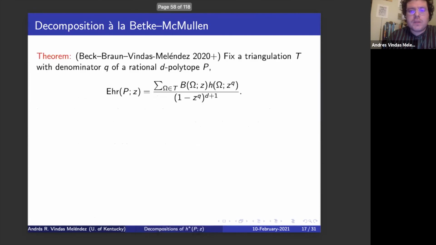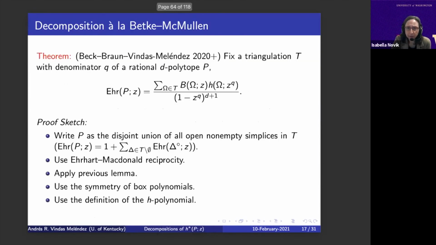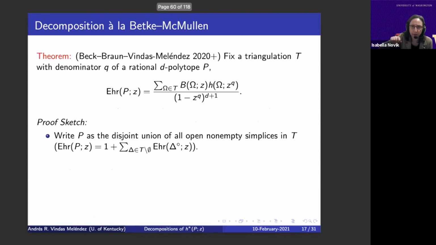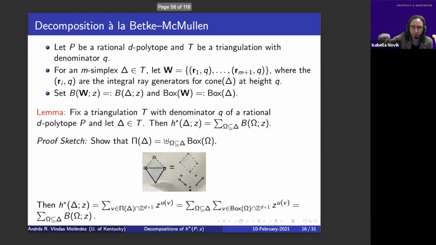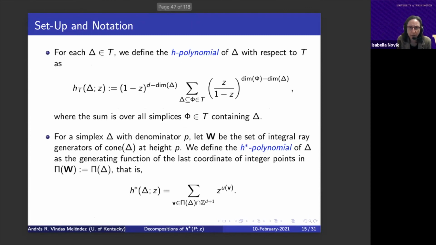Okay, thanks. Can I ask another question? So how do you compute the H vector? The H vector of a usual simplex is usually just, if it's the boundary, then it's all ones. If it's the whole simplex, it's one and a bunch of zeros. But here it's half open, half closed. So how do you compute the H vector here?